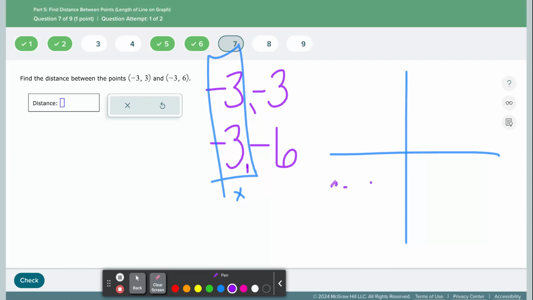Negative, oh my Lord. My hand's like cramping from writing on this like little, whatever you call this, scrolling pad on my laptop.